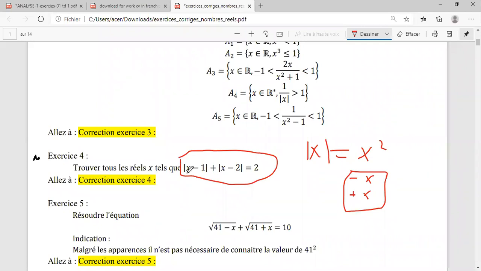So already, when you have modulus of x minus 1, this is equal to what? It's equal to us saying what? X minus 1... I'm waiting for you guys. You can tell me. Murenga? It's the same as x minus 1 squared, okay, squared, plus, open bracket, x minus 2 squared, which is equal to 2 squared.